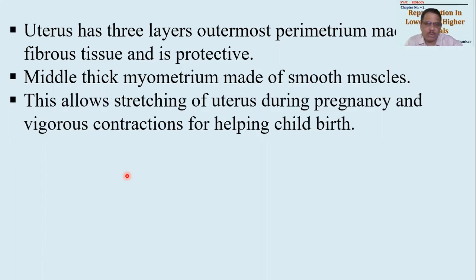Distensible means what? Like the muscles in our stomach, these muscles are also distensible in nature. What does distensible muscle mean? Whenever anything is put in the organ, it will start expanding. So whenever a baby starts growing in the uterus, it will start expanding, and these muscles will allow expansion. So that's why they're called distensible type of muscles.